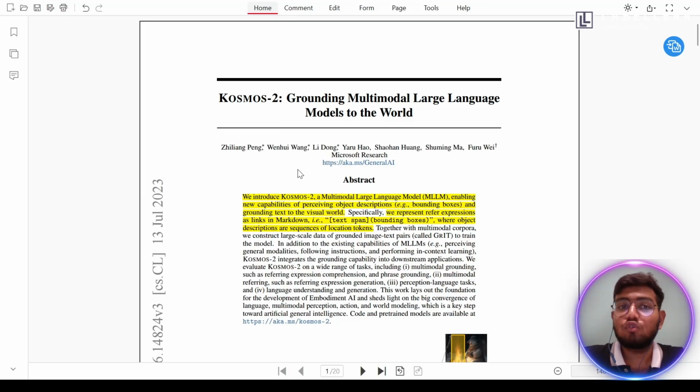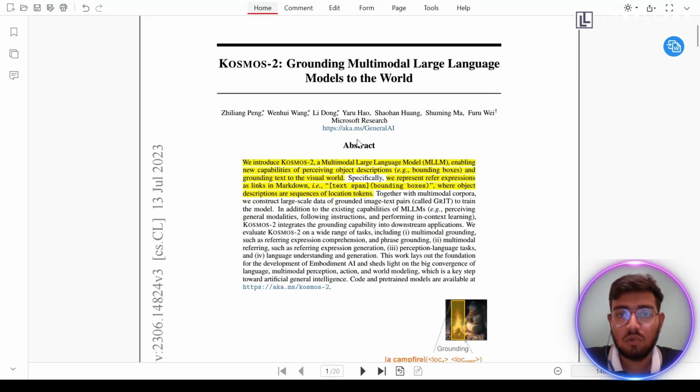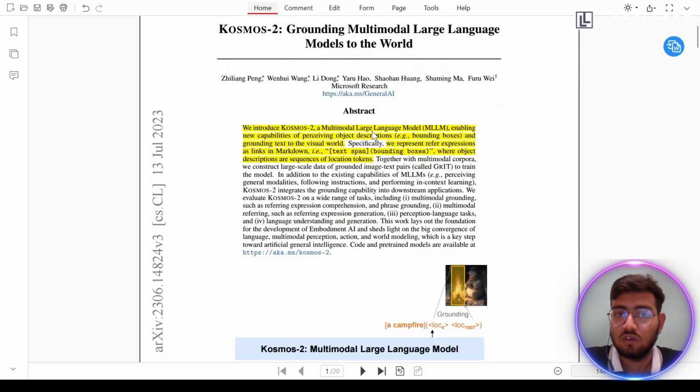So let's review the research paper of Cosmos 2, called Cosmos 2: Grounding Multimodal Large Language Models to the World. In this research paper, the authors introduced Cosmos 2, which is an MLLM, which stands for Multimodal Large Language Model. What does multimodal mean? It means it can take images, audio, or vision language tasks, but Cosmos can only take language, image, or vision language. So it's a partial multimodal, not a full multimodal by today's standards. But it was introduced in 2023, so at that time it was considered multimodal.